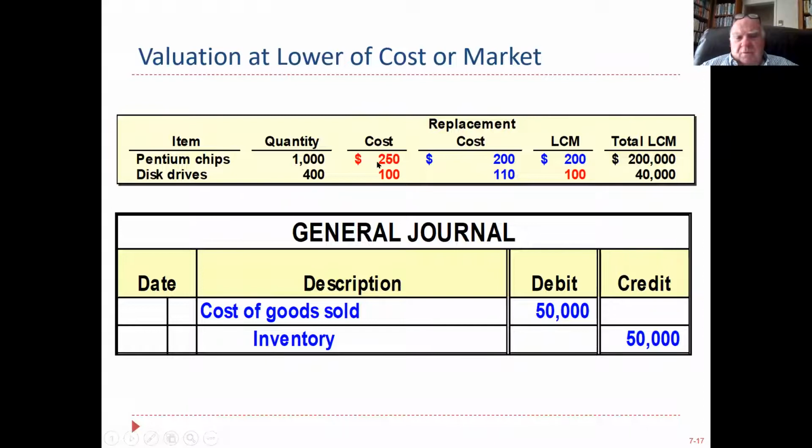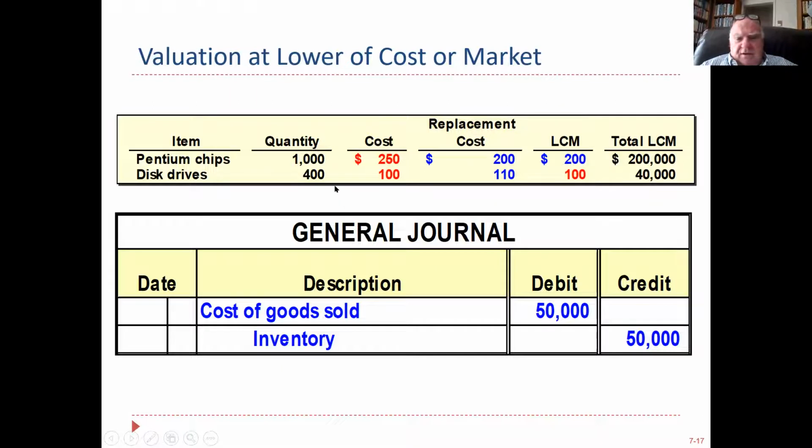Well, they were selling them for $300. But better chips come on the market, and they found themselves stuck with 1,000 chips that are now only worth $200. Only worth $200. So they have to recognize that loss of $50,000. So 1,000 times the lower of cost or market, which in this case is market, 1,000 times 200 is $200,000.